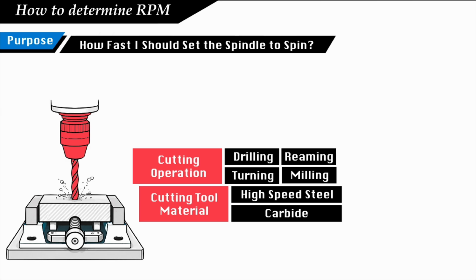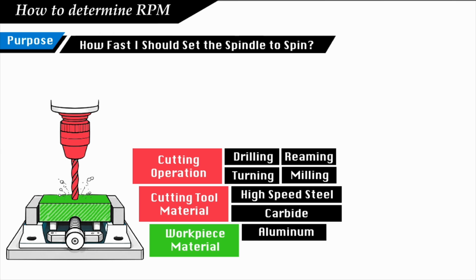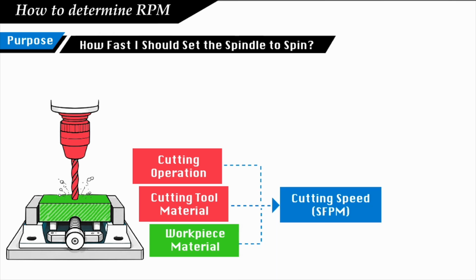And the third factor we should know is the workpiece material we are going to cut, for example aluminum, brass, or mild steel. Each material can stand a different level of cutting stress. So with these three factors, cutting operation, cutting tool material, and workpiece material, we can then decide the cutting speed, also called surface feet per minute, SFPM.